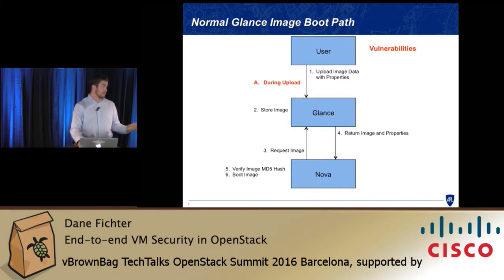The first one being during upload, there's always man-in-the-middle potential whenever the user is communicating something to a remote service like Glance. The second is during storage. If someone compromises your storage node, they can compromise your disk image. And a disk image containing malware can become a source of infection across many different virtual machines easily. And lastly, there's, again, man-in-the-middle potential between Glance and Nova.